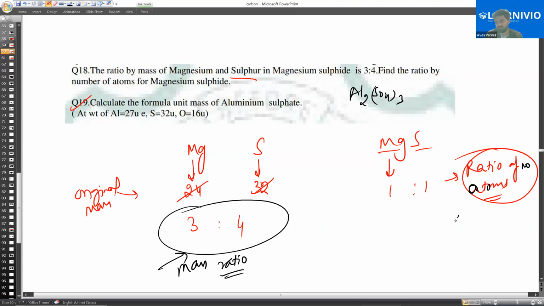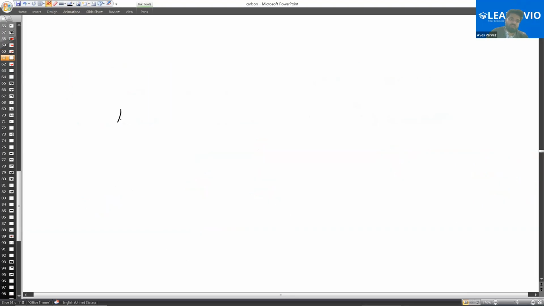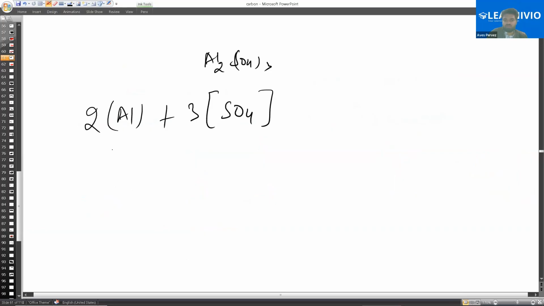Ryan, what mass did you calculate for aluminium sulfate? 342. Okay, let's see. The number of atoms of aluminium is 2 and sulfate is 3. Al2(SO4) whole thrice. So there are 3 sulfate ions, SO4. Okay, we write it this way.